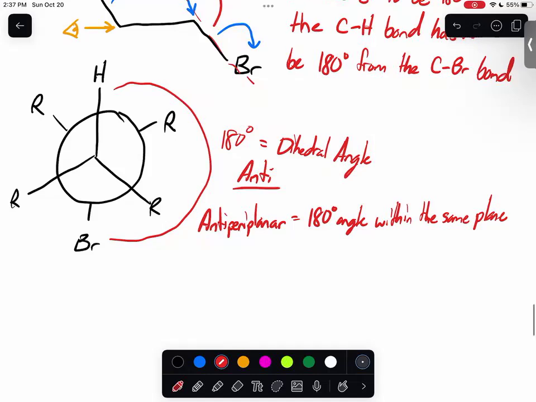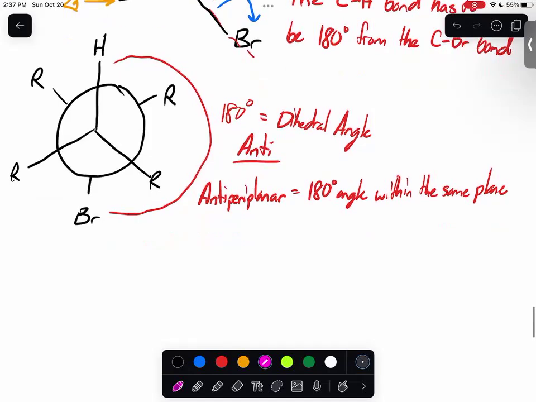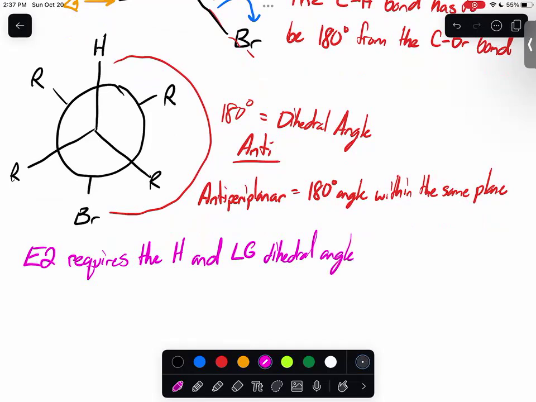And the thing about E2 is E2 requires this to be true, right? So it requires the hydrogen and leaving group dihedral angle to be 180 degrees, aka anti-periplanar.